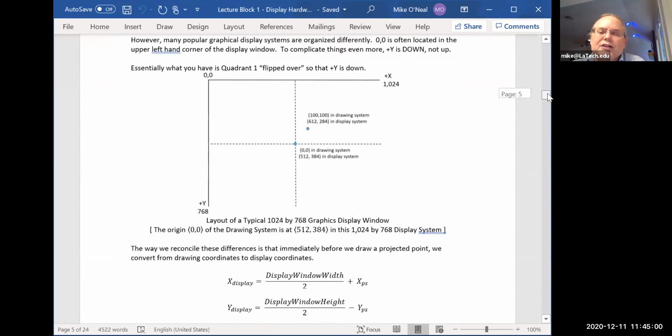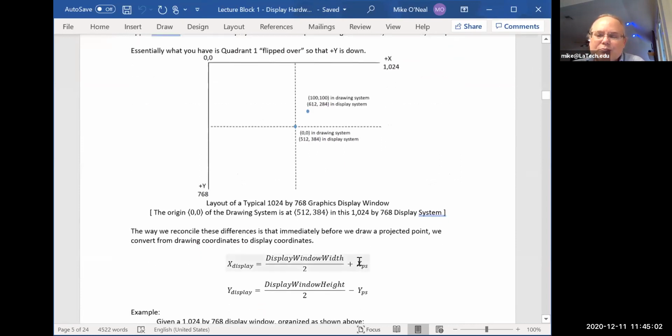So the formulas for this are using X perspective projection and Y perspective projection. The X display is your display window width divided by 2 plus X perspective projection, and your Y display is the display window height, in this case 768, divided by 2 minus the Y perspective. And it's got to be a plus here and a minus here because our Y got flipped over in the hardware, in the display system.